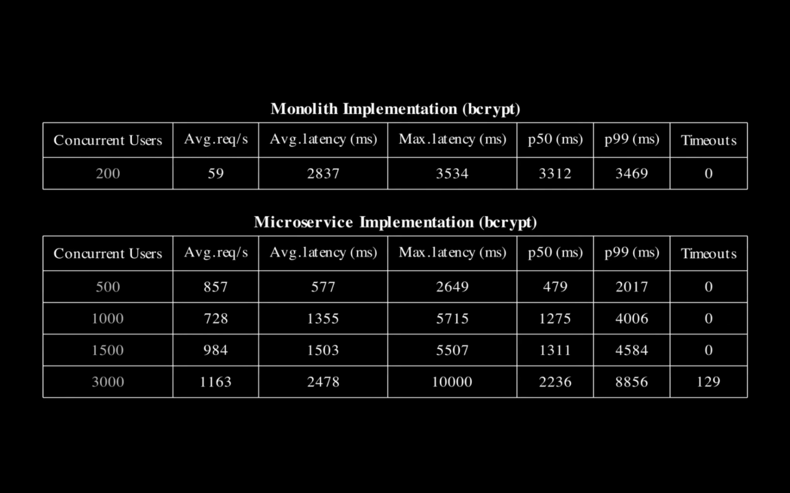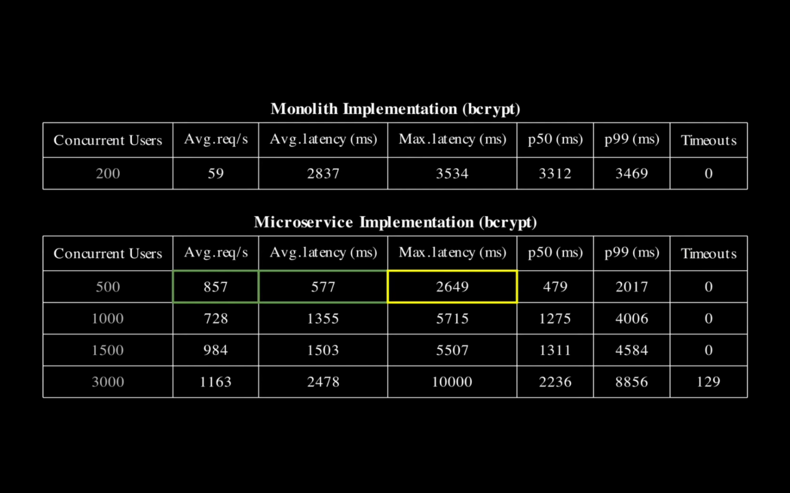With 500 concurrent users, the system effortlessly sustained an average of 857 requests per second, with a fantastic average latency of just 577 milliseconds. The maximum latency was 2.6 seconds, and overall, these are extremely strong numbers. It proves that our current deployment is more than capable of handling 500 concurrent users per second.